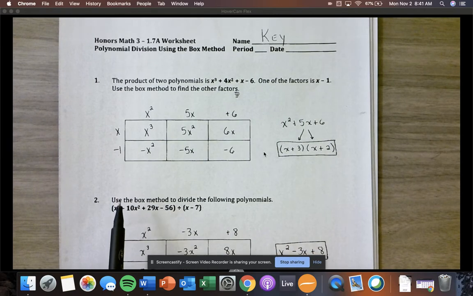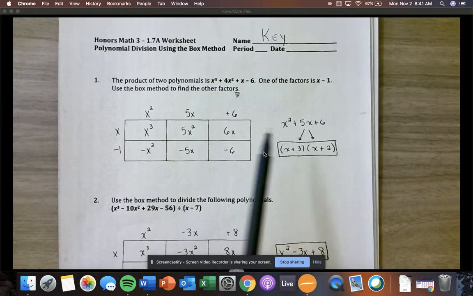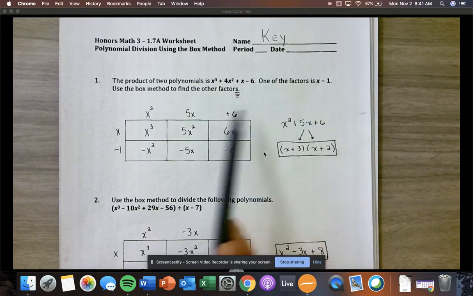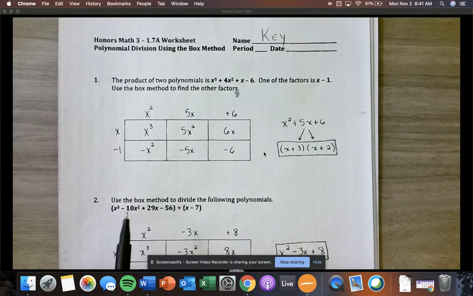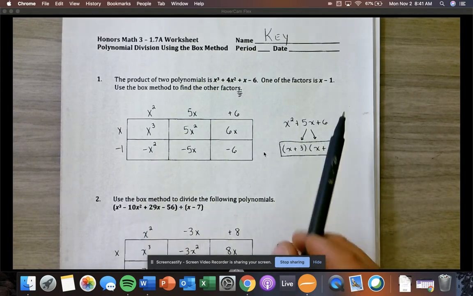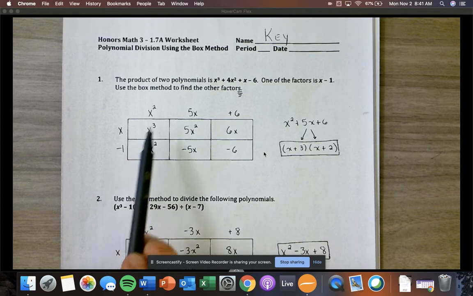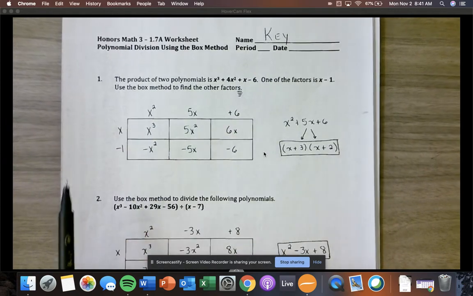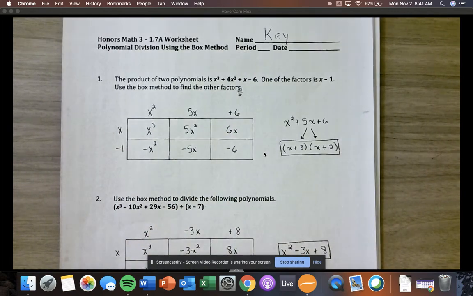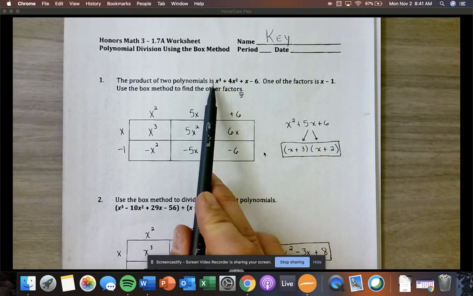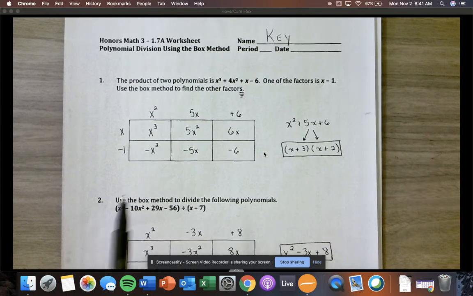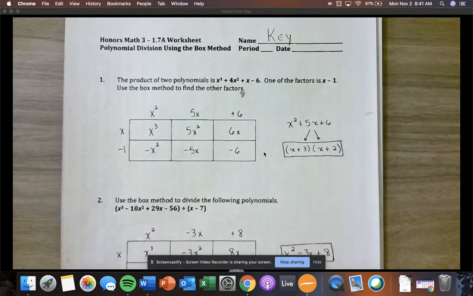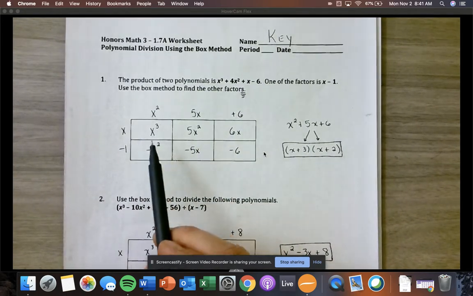So how we go about doing that is we know x minus 1 times something is going to give us this final answer. So we have to find what that something is. We write x minus 1 on the side, and the top will be blank here, but we have the answers already. And we start with the beginning of our function, the term with the highest exponent, and we put that in the top corner.